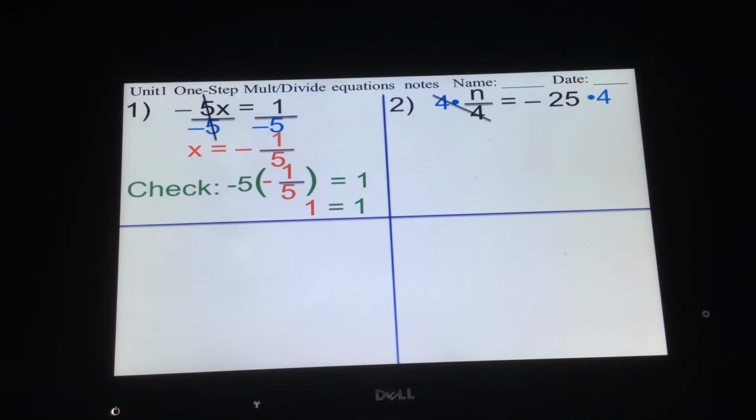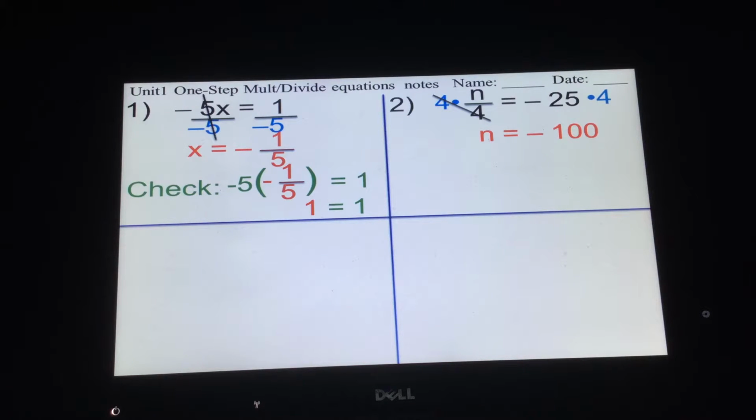The right side, we have negative 25 times 4. Please don't use your calculator for that. Just think about quarters. If you have 4 quarters, 4 25-cent pieces, then you have a whole dollar. So negative 25 times 4, you should be thinking negative 100.